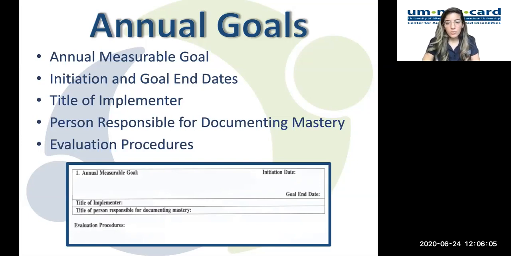In a future session, we'll also be going more in depth into the annual goals. So today I just wanted to look at the other parts of this section. So the title of the implementer. This refers to who will be working on this goal. These are most commonly either the general education teacher, special education teacher, or the therapist, so speech, occupational, physical. Similarly, it delineates who will be in charge of documenting the data on this goal. The evaluation procedures notes how the data will be recorded and progress will be monitored.